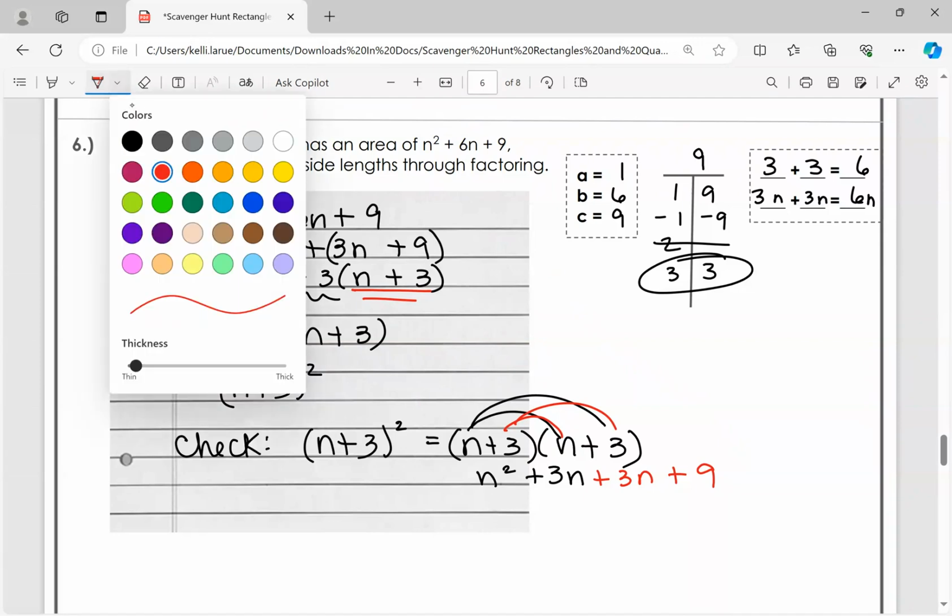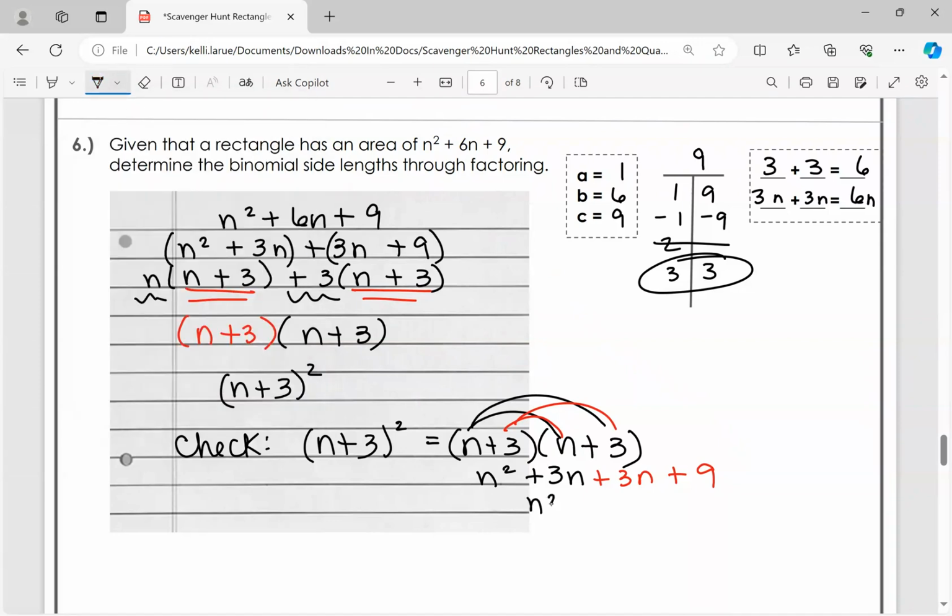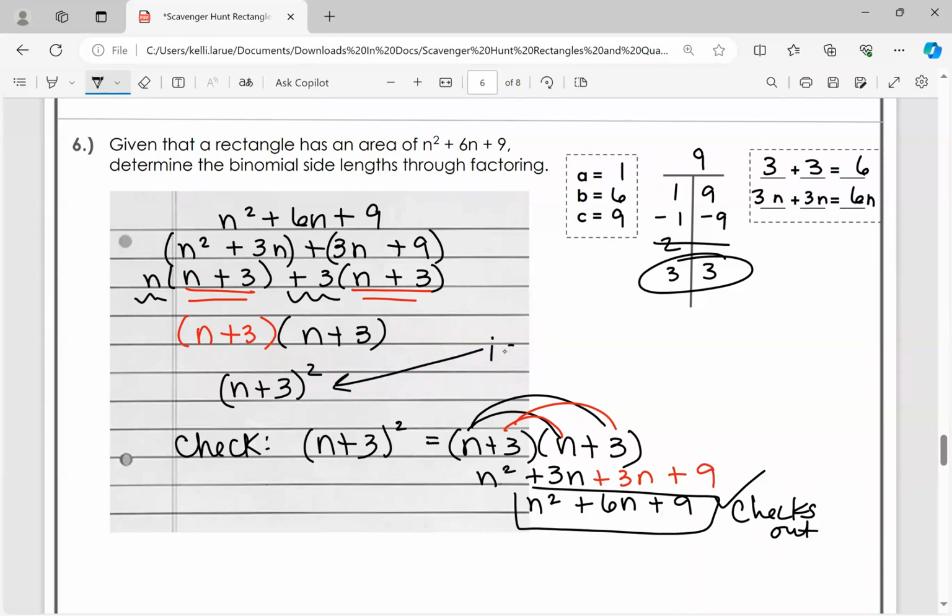So let's go ahead and move forward, combining our like terms. And we are finished. This checks out with what we started with. So that means that this solution is correct.